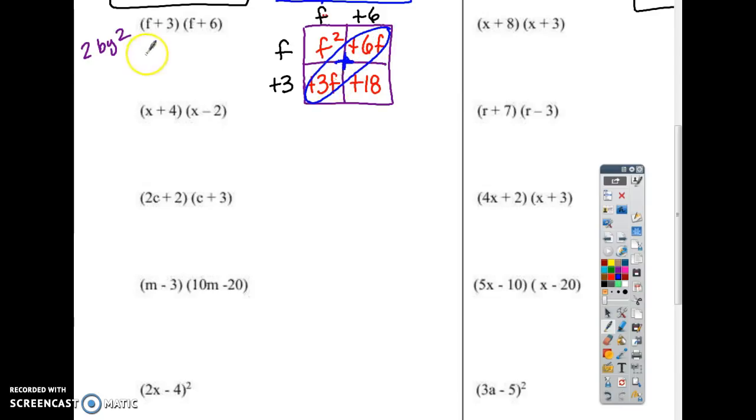So my final answer is f squared plus 9f plus 18. And again, I got the 9f from these two that I added. So this one always goes in the front. This one always goes in the end. And then the diagonals, you combine them and that goes in the middle. Okay? I want you to try this one by yourself. Pause the video.